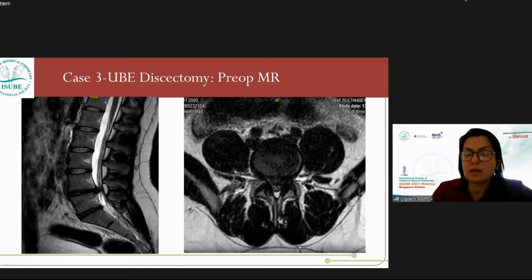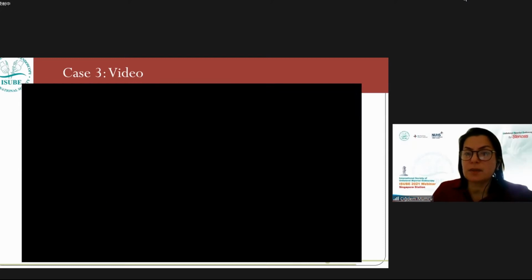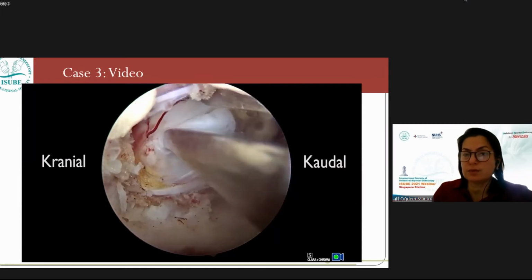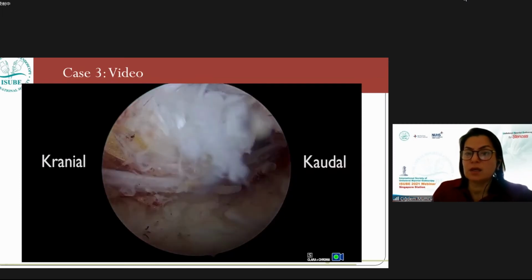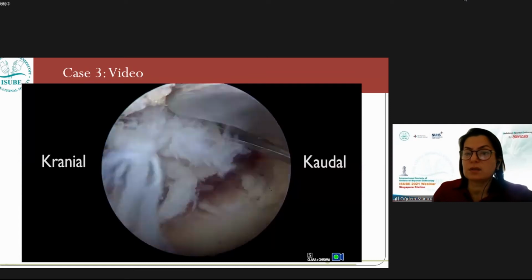Third case is a 21-year-old man with severe left leg pain, which had lasted for 7 months. Preoperative MRI shows the ruptured disc at L4-5. After UBE discectomy, ruptured disc was totally removed. This intraoperative video shows us a ruptured disc compressed left L5 nerve root. At the end of the UBE, we can see discectomy is done and L5 root is decompressed well.